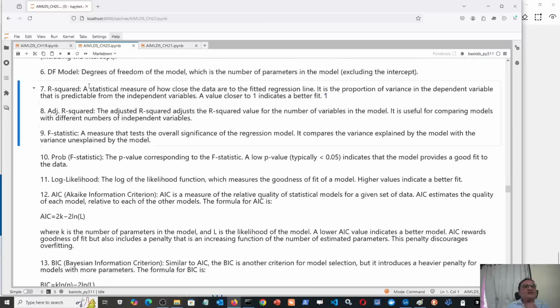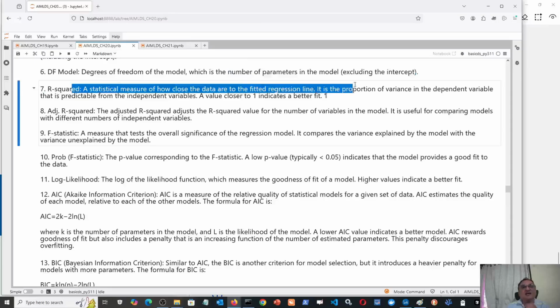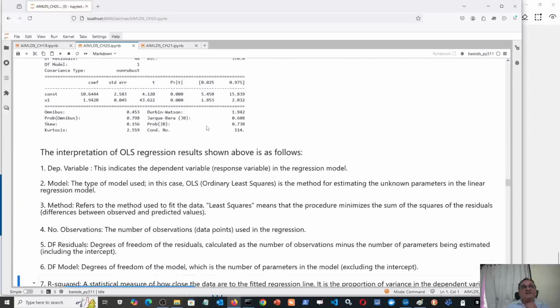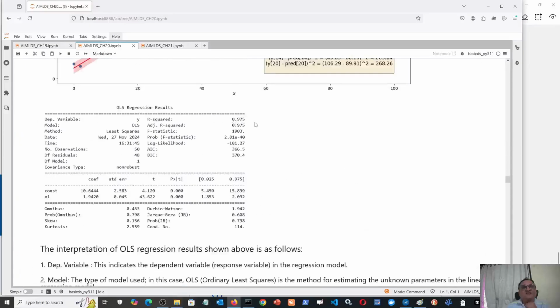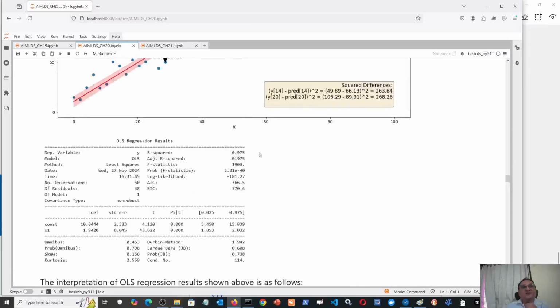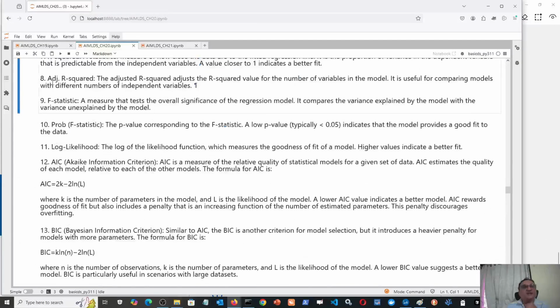Adjusted R square is a statistical measure which shows how close the data are to the fitted regression line, and it is a proportion of variance in the dependent variable y that is predictable from the independent variable. So 97% of the dependent variable variance can be explained by using variance in x, the independent variable, and a value closer to 1 indicates better fit. So here the value is 0.975, which means it is a very good fit. Adjusted R square adjusts the R squared for the number of variables in the model.